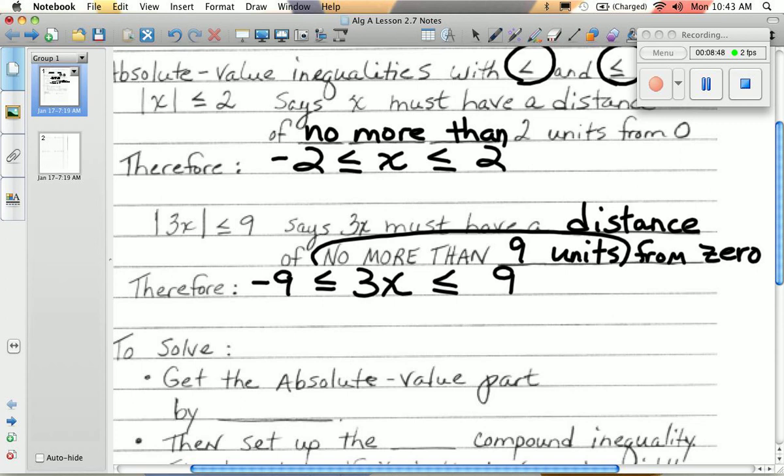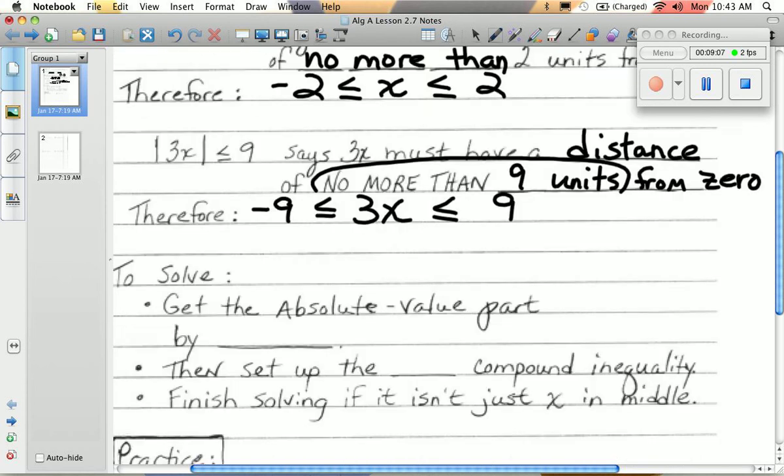Okay, does anybody have anything they want to still talk about with this that's not making sense quite yet? Okay, so the trickiest part of this will be to understand how to set up the compound inequality correctly and not have the absolute value bars involved anymore.